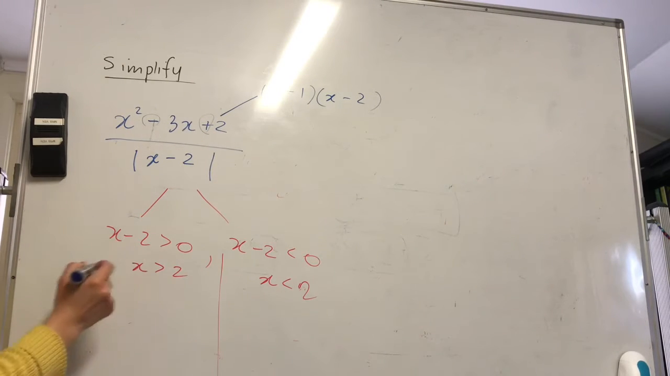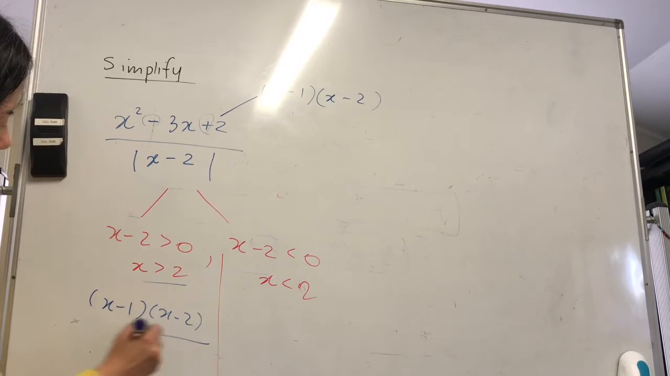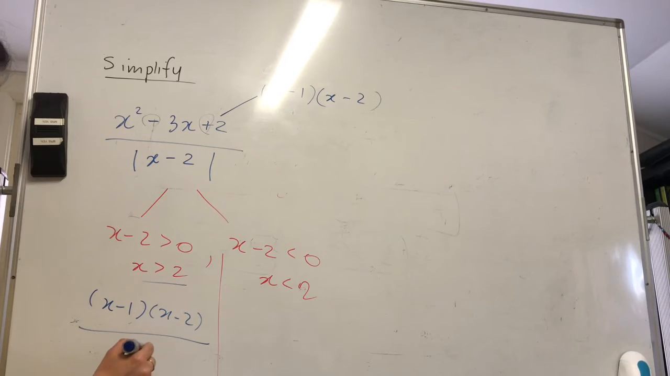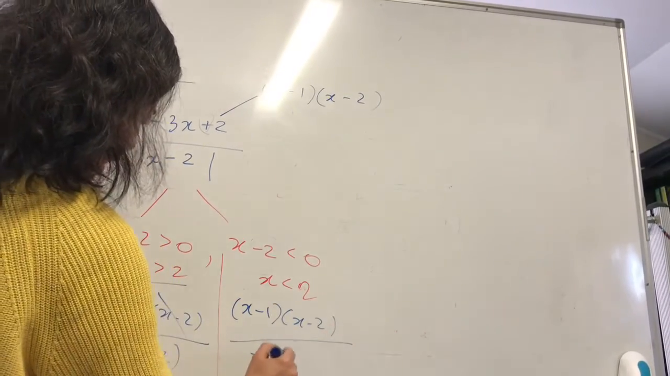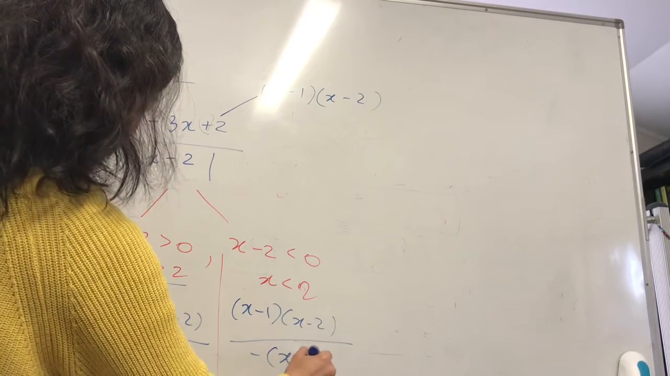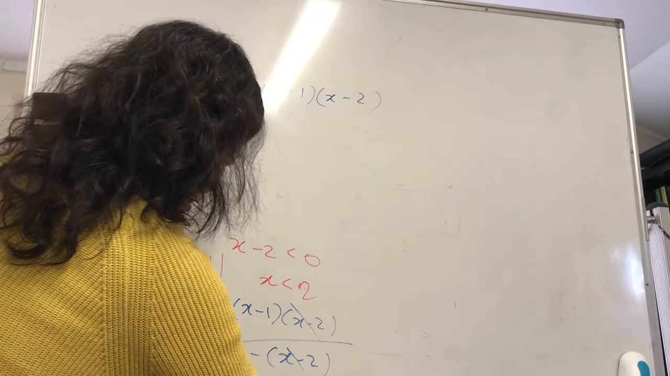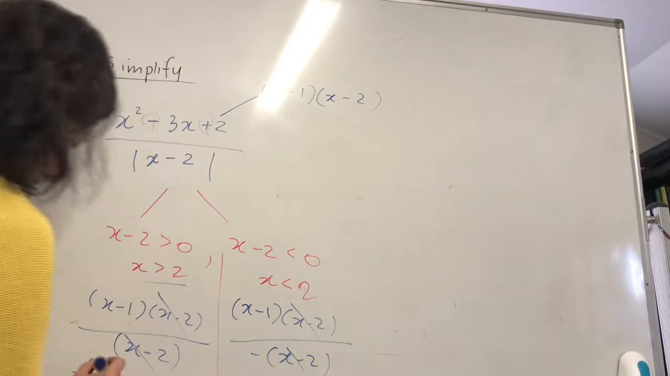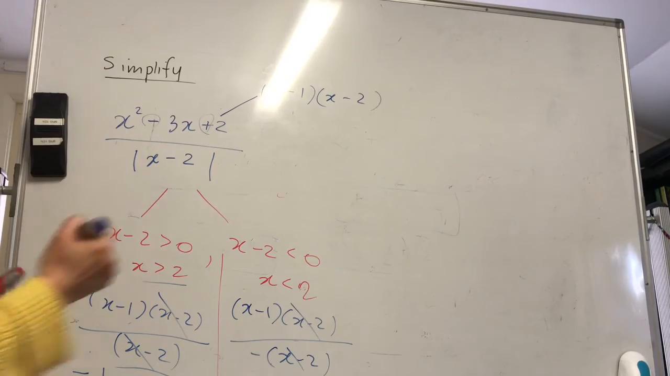So in this case, I get x minus 1, x minus 2. Because it's bigger than 0, I'll just go like that. Normal, right? And then I'll cancel this. I got x minus 1. But here, x minus 2, but I'm going to put negative, right, because it's less than. I will get negative x minus 1, which is negative x plus 1. Isn't it?